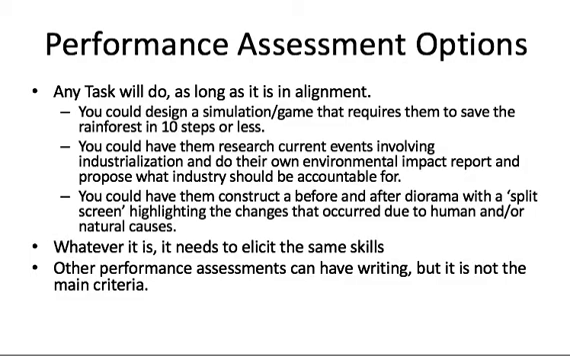By stopping different causal factors for succession, by identifying any invasive species and figuring out how to stop them, things like that. You could have them research current events involving industrialization and do their own environmental impact report and propose what industry should be accountable for. You could have them construct a before and after diorama with a split screen highlighting the changes that occurred due to human and or natural causes.